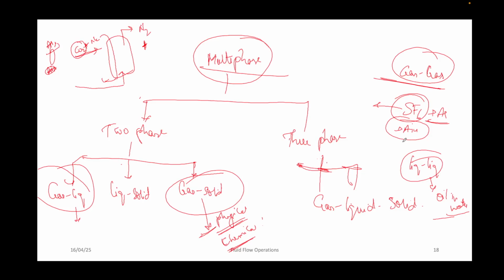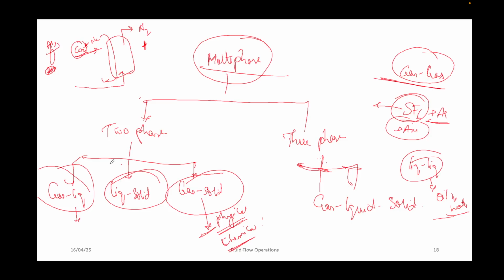And then finally we have liquid solid systems. So hydraulic conveying of solid waste, solid materials comes into liquid solid operations. Then we also have crystallization of solids, which basically involves liquid solid operations. And also slurry flows, they also come under liquid solid operations. This is about two-phase, multi-phase flow. And then coming to three-phase systems.